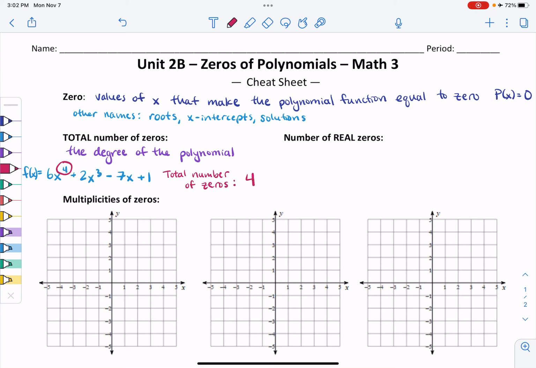Now, for the number of real zeros, we're always going to have to get off of the graph, all right? The zeros that appear on the graph, because they can have multiple multiplicities, right? We could have x equals 1 be a zero, but it could bounce off the graph, and so it has a multiplicity of 2, all right? So just count the zeros on the graph.